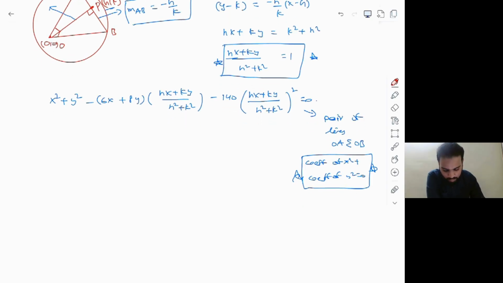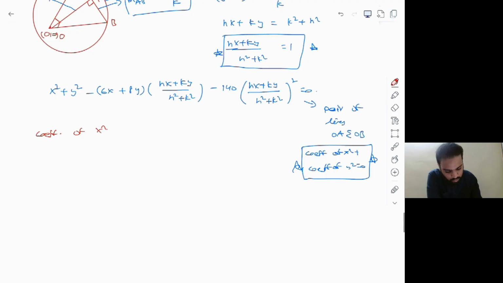If you properly segregate the terms here, let's see what is the coefficient of x square. I'm not going to expand completely. Just by looking at the entire equation, I'm going to collect only the coefficients of x square. So the coefficients of x square are 1, and then minus 6h divided by h square plus k square, and then next minus 140 from the third term, 140 into h square divided by h square plus k square. This is the coefficient of x square.